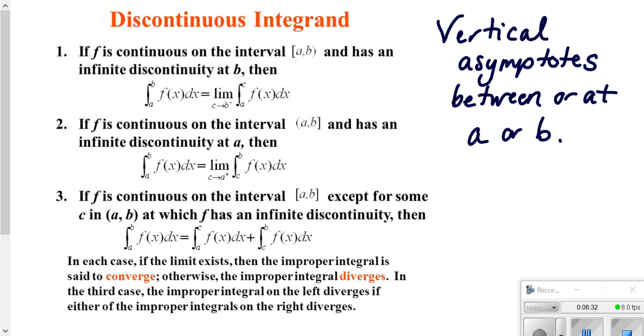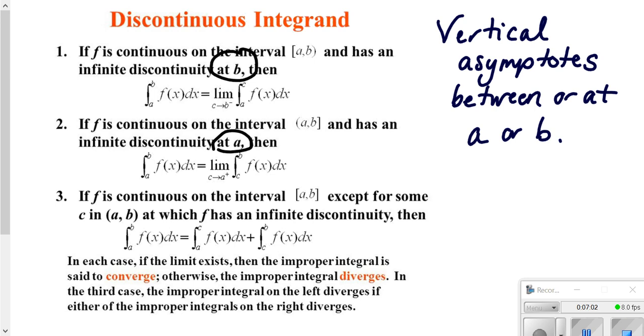Here, in this other box, we have things about vertical asymptotes. Okay, so you can have a vertical asymptote in between the bounds, or you can have a vertical asymptote located at one of the bounds. And that's what each of these is about, okay? So each of those cases is about having a discontinuity either at the edge, at B, at A, or somewhere in between A and B, okay? And then it shows you how to set up each one.